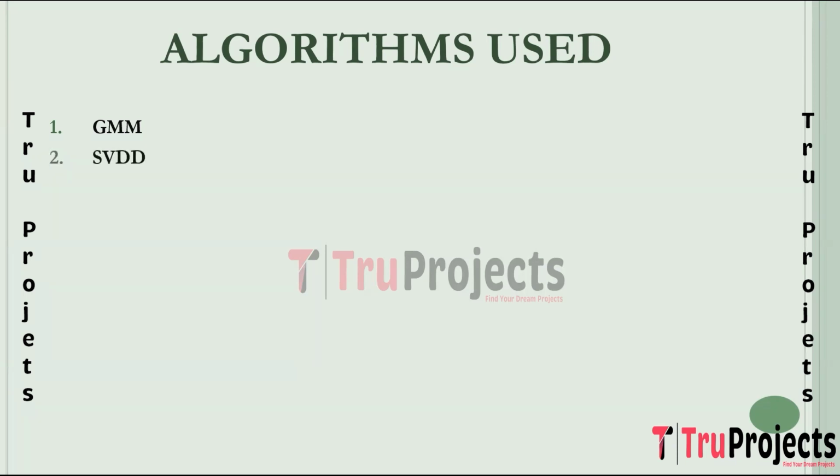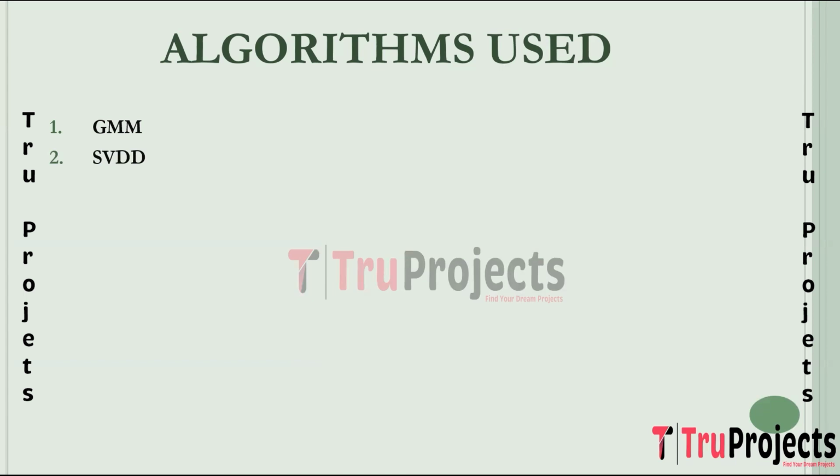The next algorithm is support vector data description. SVDD is a one class classification algorithm inspired by support vector machines. It constructs a hypersphere in feature space with minimal volume around the target class, defined by a set of support vectors. The goal is to encapsulate normal data points within this hypersphere.